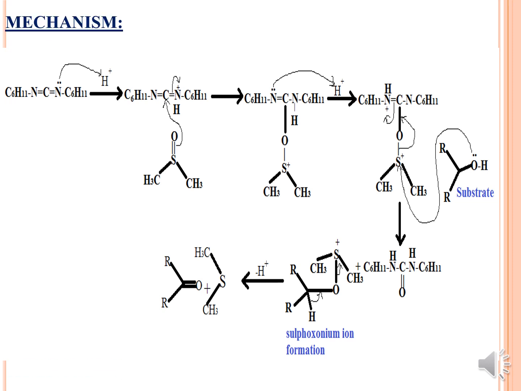In the mechanism part, first we take the DCC and activate the nitrogen atoms, and then we treat it with the DMSO. After getting our stable molecule, we treat it with the substrate. Okay, so let's begin with the mechanism.